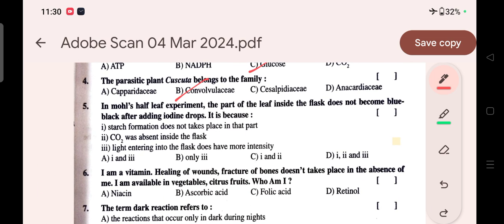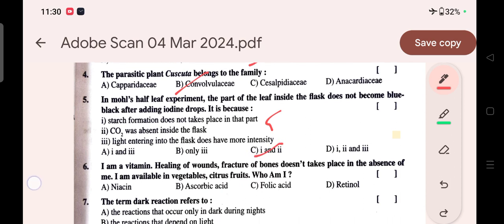In the moll's half leaf experiment, that part of the leaf inside the flask does not become blue-black after adding the iodine drops. It is because starch formation does not take place in that part. Yes, correct. Next, CO2 is absent inside the flask. Because KOH is used, there is no carbon dioxide there. Here light is not the third one, so 1 and 2, that is C is the correct answer.